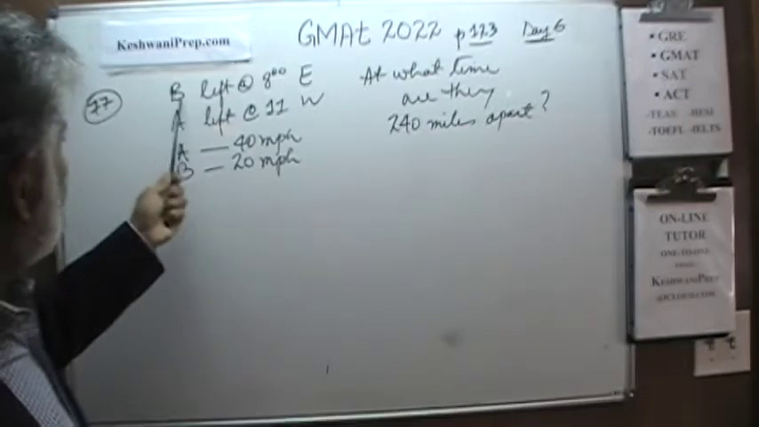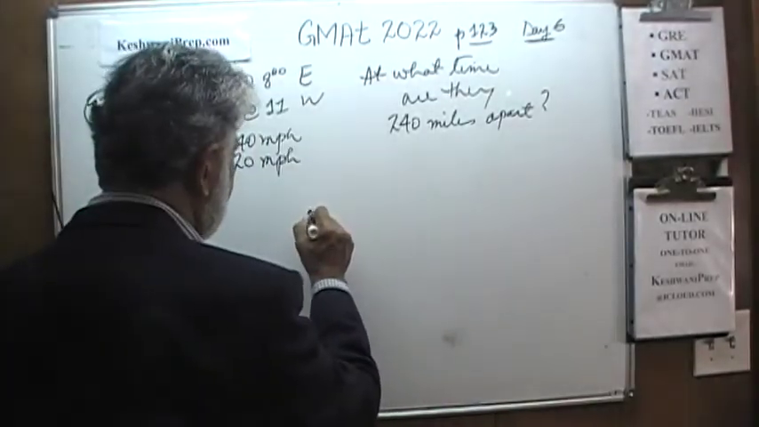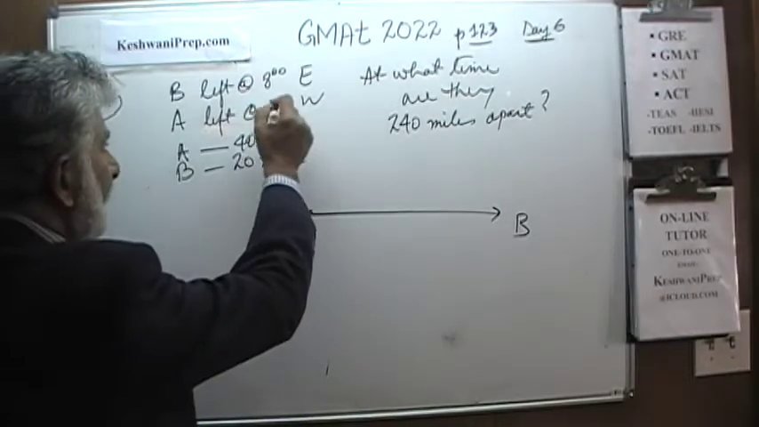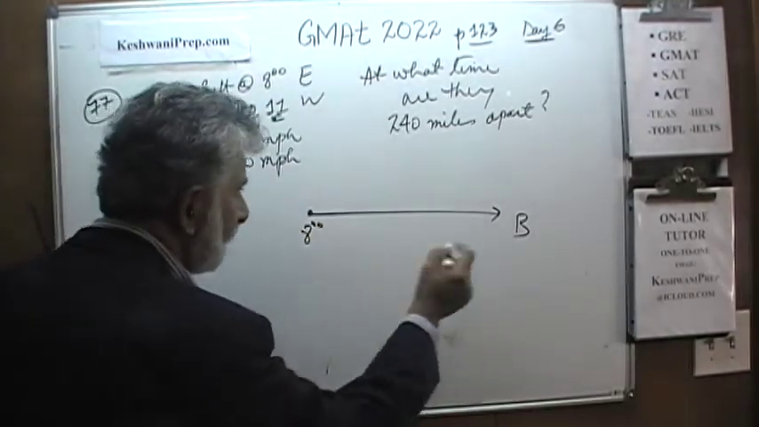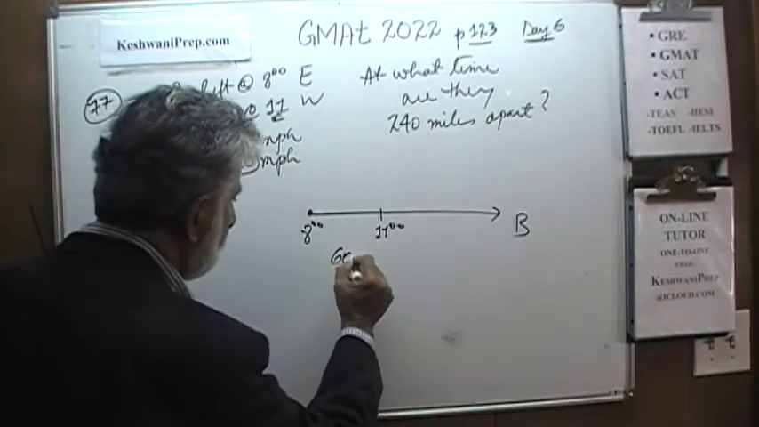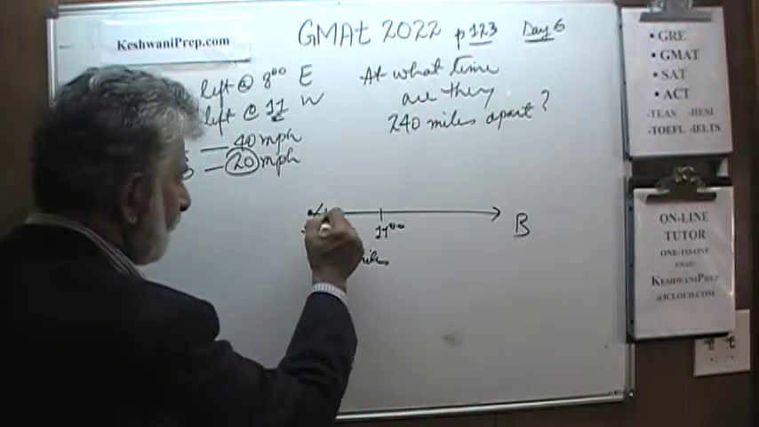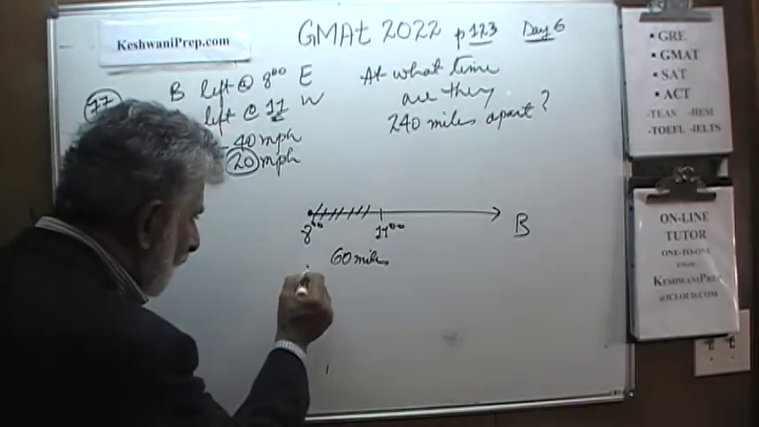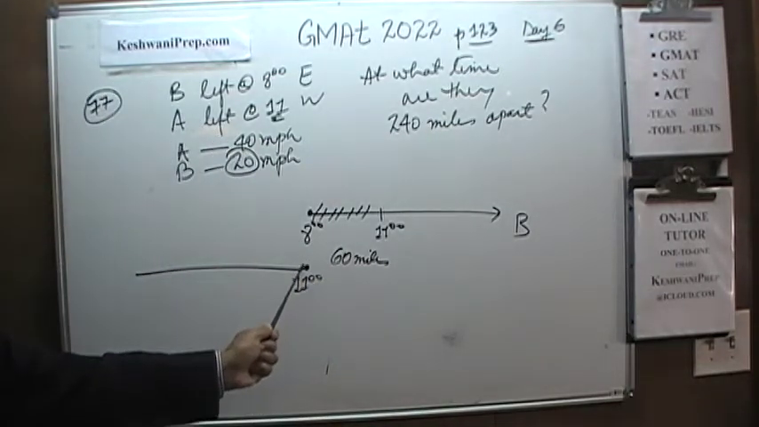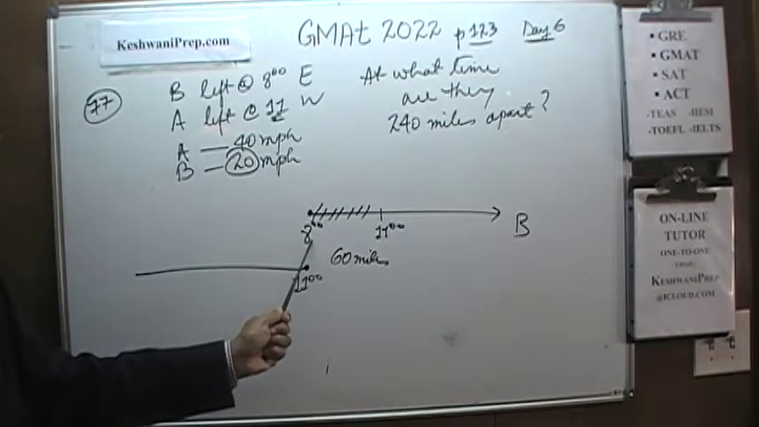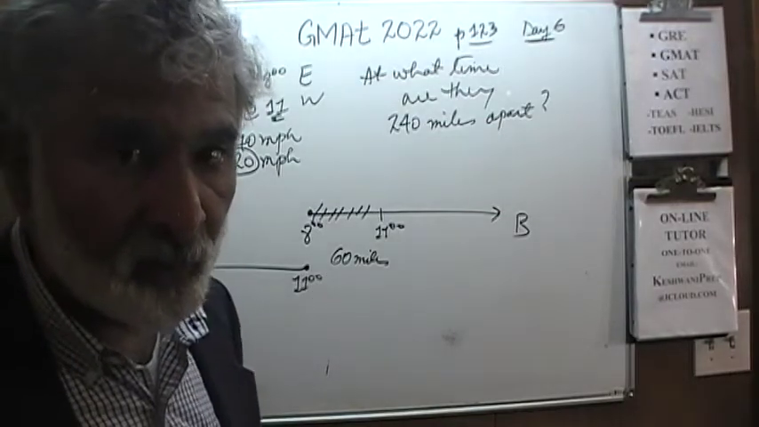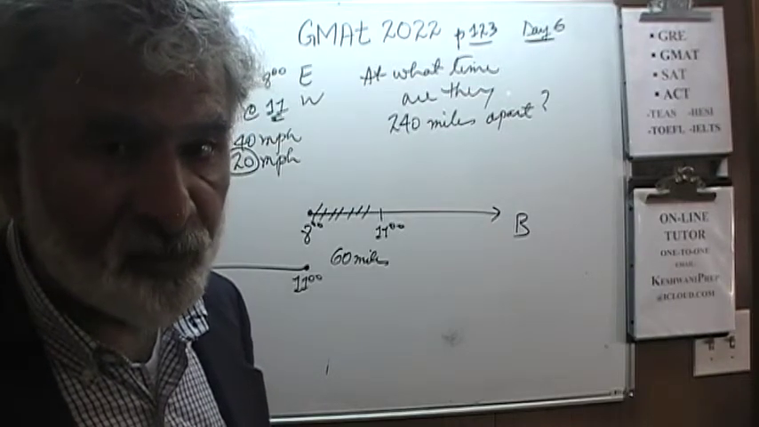Since the story starts from here, B leaves at 8 o'clock, going this way. By 11 o'clock, this guy leaves at 11. So this is 8 o'clock for B. By 11 o'clock, since B is going at 20 miles an hour, he has already traveled 60 miles in these 3 hours. And then at 11 o'clock, the other guy starts going this way. So his story starts at 11. There's already a distance of 60 miles between the two, because B started 3 hours before A did.